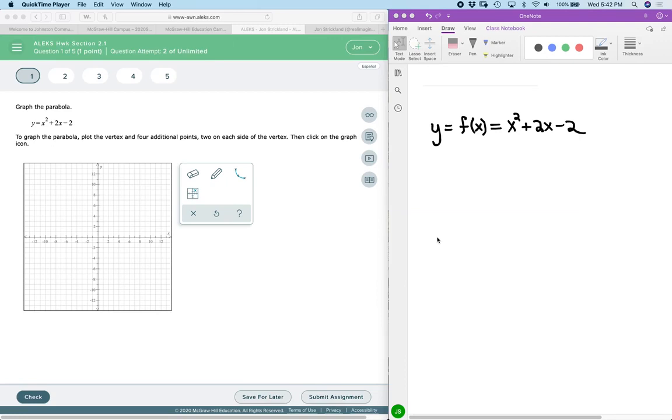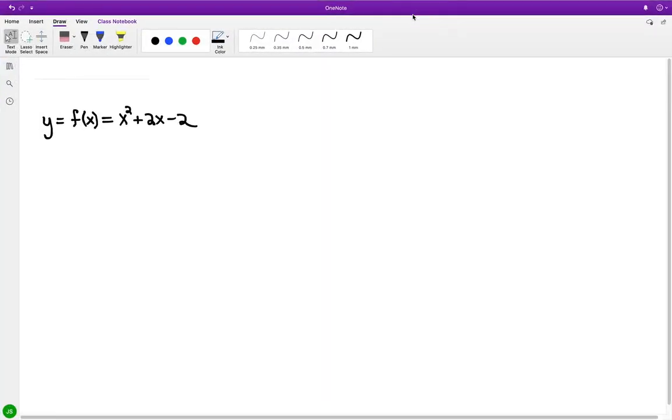Okay, for this cycle that we have in the ALEKS section 2.1, again looking at graphing parabolas. Now we have the given function y is equal to x squared plus 2x minus 2. And it says here to graph the parabola, plot the vertex and 4 additional points, 2 on each side of the vertex. Alright, and now for our given function, we have y is equal to f of x is equal to x squared plus 2x minus 2.